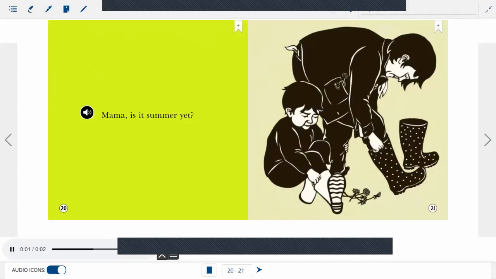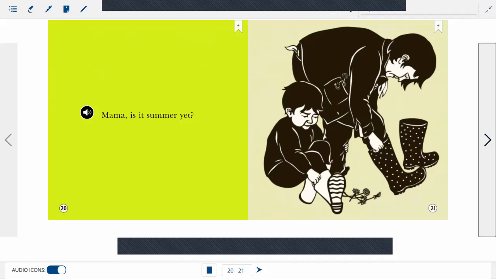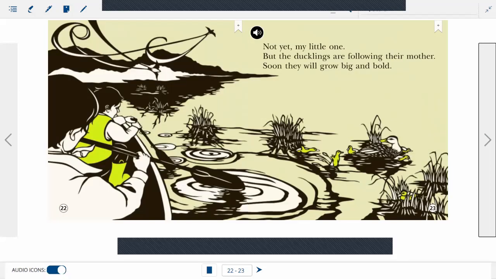Mama, is it summer yet? What details do you see in the illustration that tell you what the boy and his mother might do next? I think they might be going near mud or water because they're putting on rain boots. Not yet, my little one, but the ducklings are following their mother. Soon they will grow big and bold.